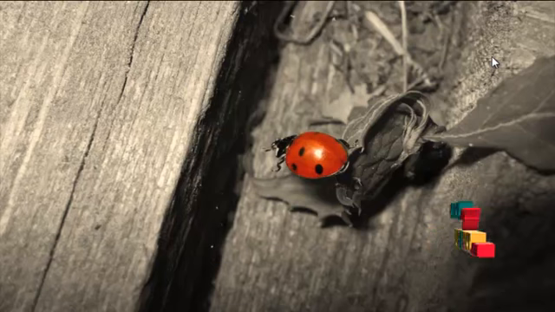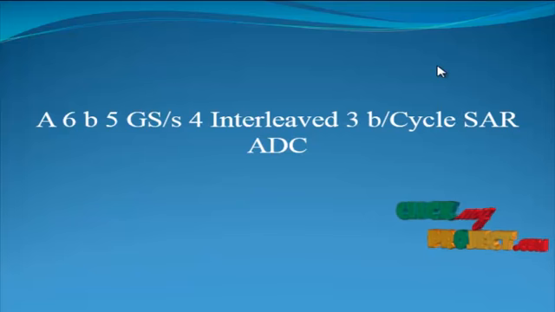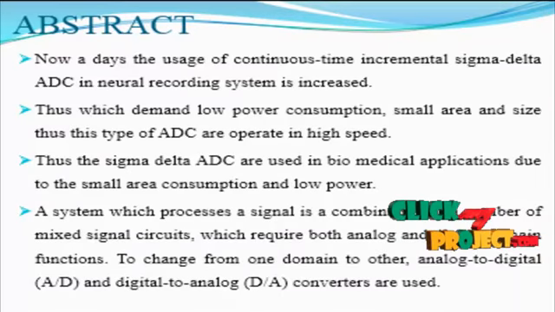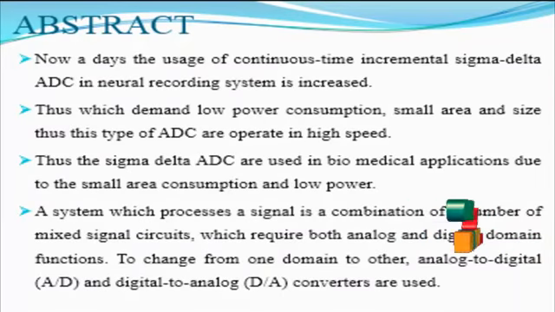Welcome to clickmyproject.com. Today we are going to discuss the product, a 6-bit 5 gigascale per second 4-interleaved 3-bit per cycle SAR ADC. Next we are going to see the abstract for the product.